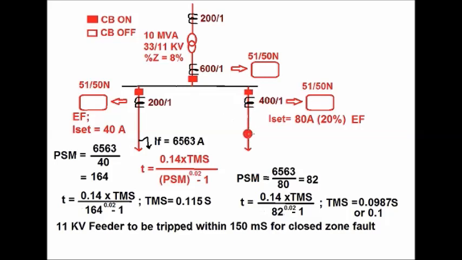Again, for this feeder, it is set as 20% of the CT ratio of the rated current. So in terms of primary it is 80 ampere, or in terms of secondary it is 0.2 ampere. So here the PSM is equal to fault current divided by relay setting current, that is 6563 divided by 80, which comes as 82. So the trip time T, 0.15, is equal to 0.14 into TMS divided by 82 to the power 0.02 minus 1. So TMS comes as 0.0987 second, or 0.1.